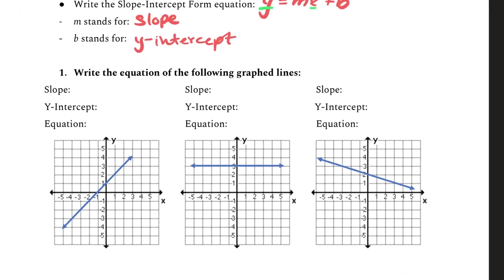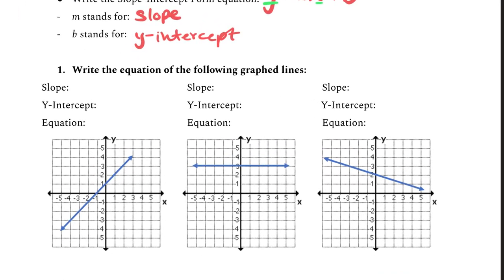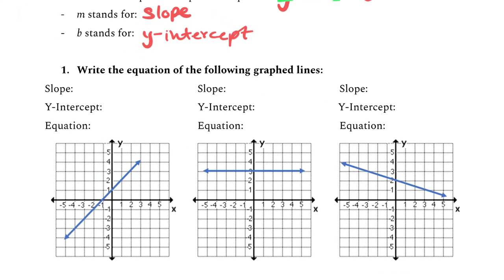So we're going to take these and we're going to write equations for them. So we do that first by identifying the slope and the y-intercept, then finally we get the equation. Now, remember, to write the equation in slope-intercept form, you need two things. You need slope and you need y-intercept. Those are the two things you have to have. Now, if you'll notice on these graphs, you are not given any points. You have to find them yourself. So let's go ahead and look.